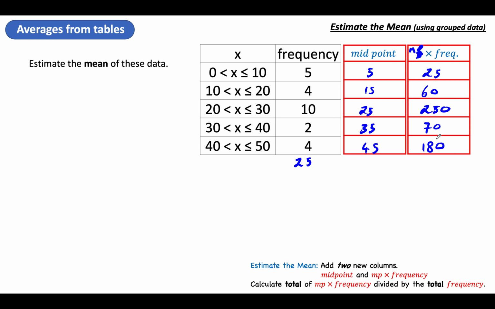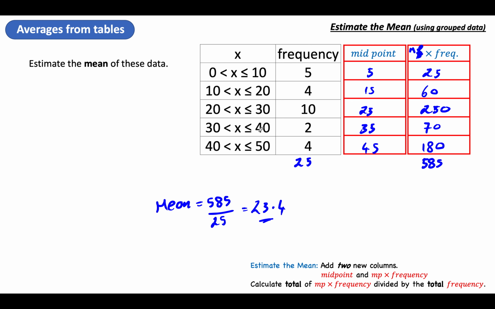And the total of my midpoint times frequency, I'm not even going to try and add that up in my head because it'll take too long. 585. Okay, remember the mean is you add them all up and divide by how many there are. And in this case, that means adding up all of my midpoint times frequency and divide it by how many there are. And that's my total frequency, which is 23.4.